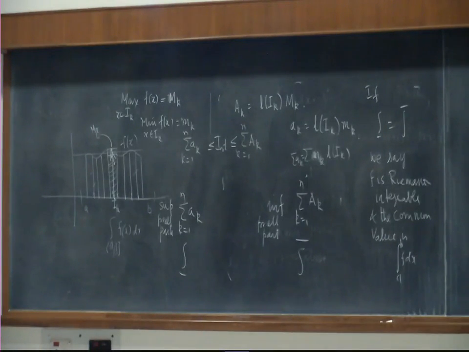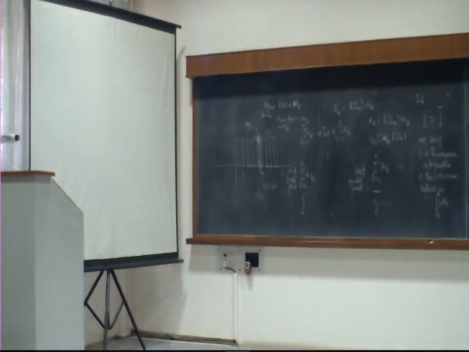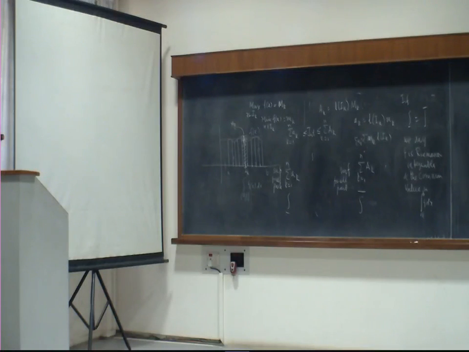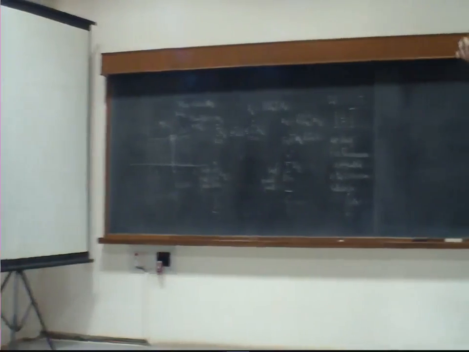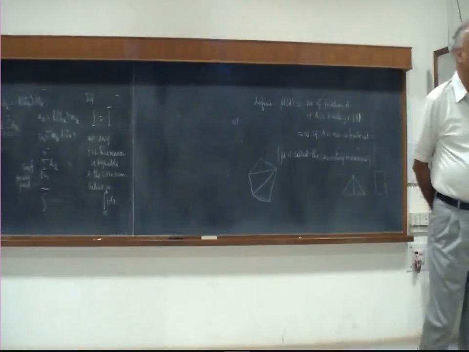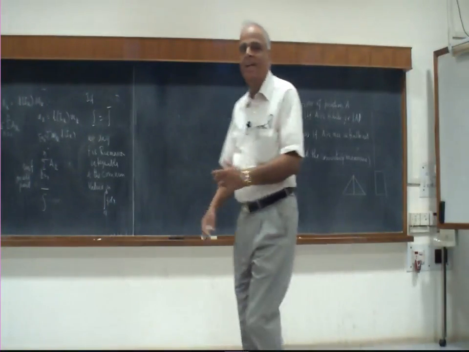So again he did some upper, lower, all these things. The only difference was that Riemann looked at interval partitions of the domain set, while Lebesgue looked at the value set and at possibly non-interval partitions, and therefore he had an idea.